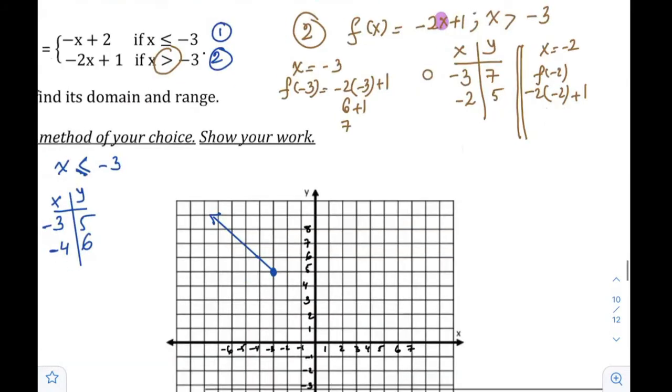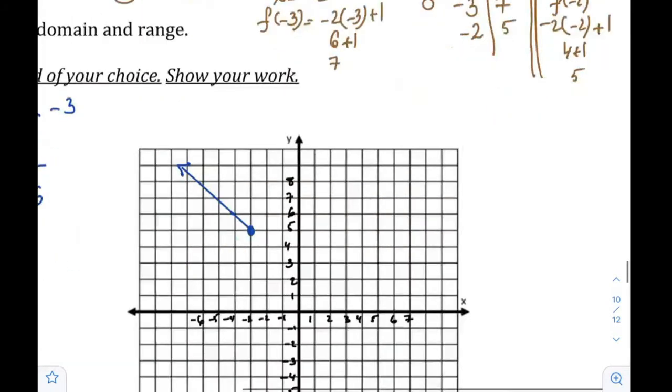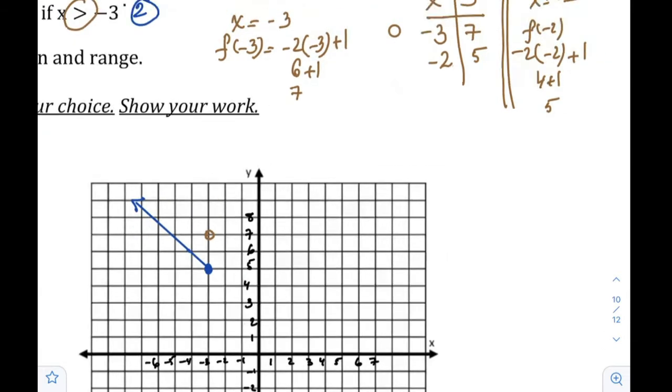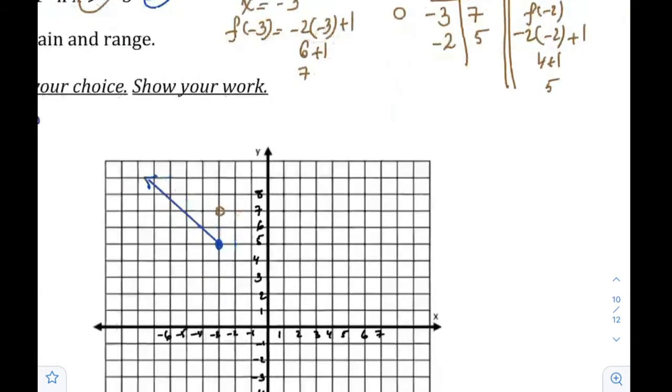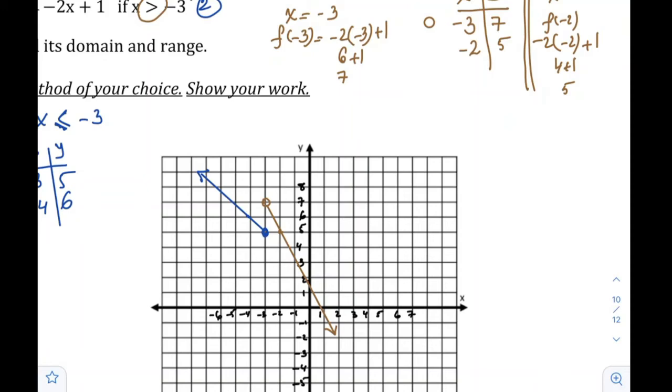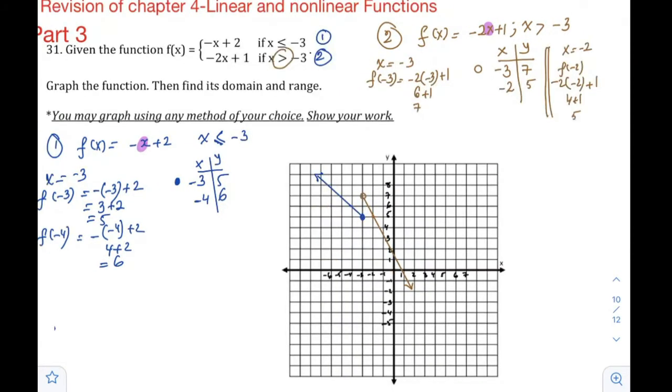So I have negative 3 and 7. Go to negative 3 and 7. This is my first point, and it will be an open circle. The second one, minus 2 and 5, which is here, and it is on the way. And I will match them. So this is my function after I graphed it.